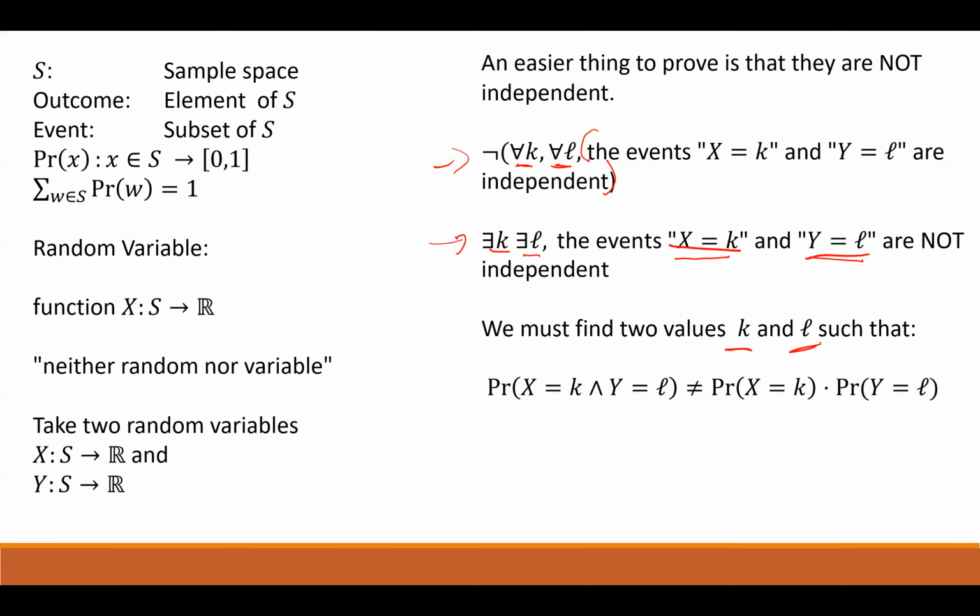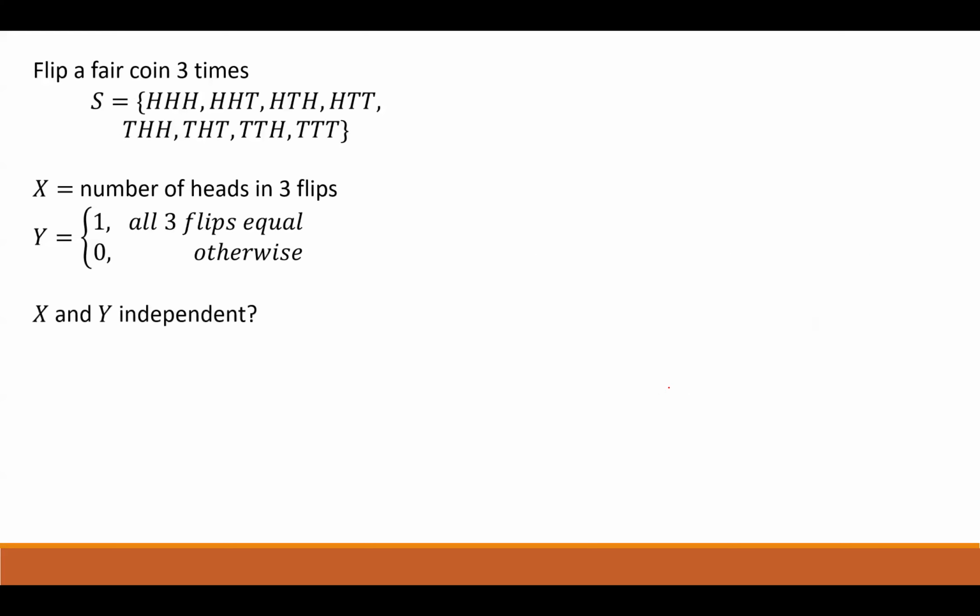So we want to find two values K and L such that the left-hand side is not equal to the right-hand side here. Okay, so let's take a look at our random variables X and Y and see if they're independent. Any guesses? Or not even guesses, but even evidence. Okay, well, this is still kind of new. So they are independent.